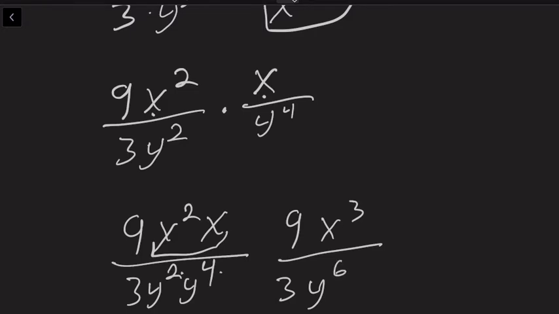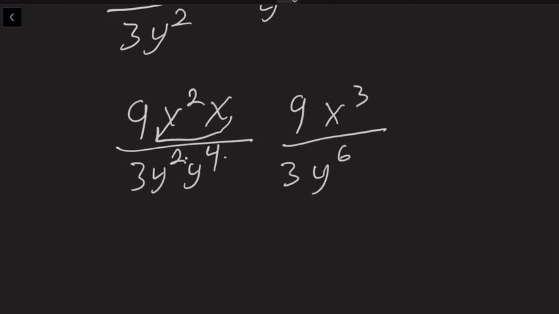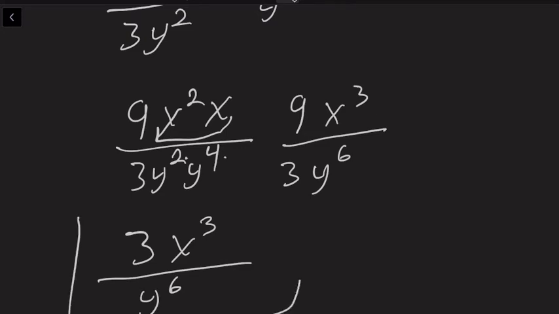And we have one more step because we have a 9 on top and a 3 on bottom, so that means we could divide out a 3. So 9 divided by 3 is 3, x to the 3rd, over 3 divided by 3 is 1, so it's just y to the 6th. And that's our final answer.